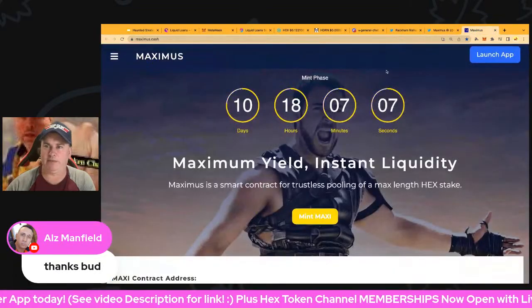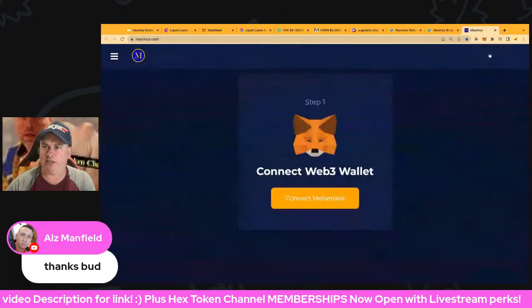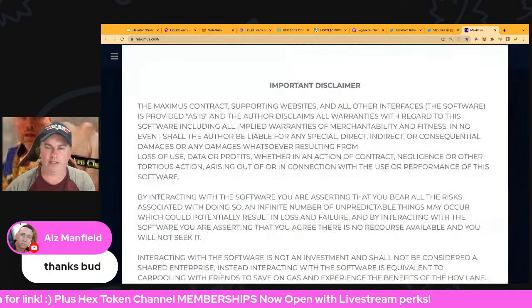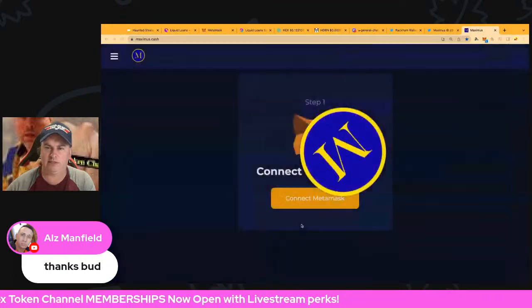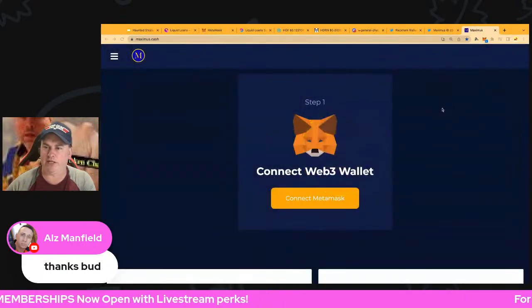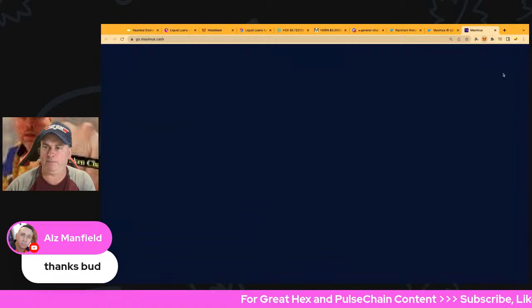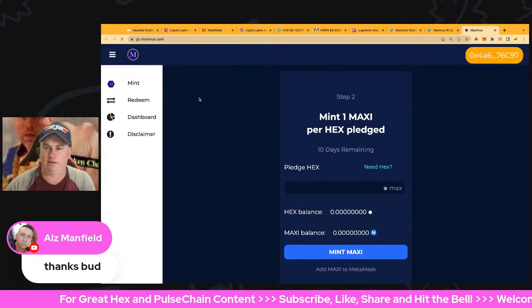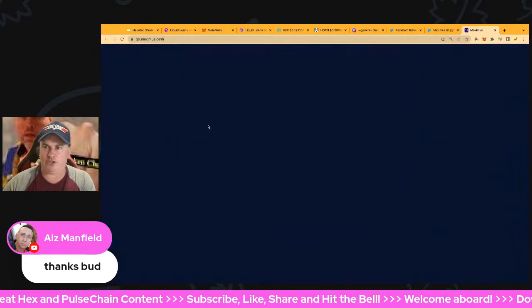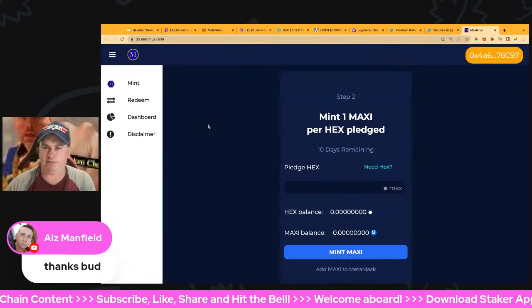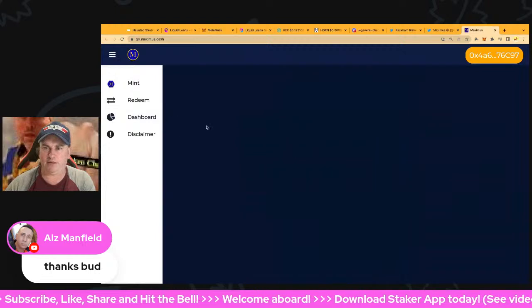And of course, let's check out the Maximus here. I'm going to have to click the launch pad there, connect the wallet, and go through all this. And then I'm going to have to switch over from Pulsechain testnet to the Ethereum network. So let's do that. All right. Then we'll pull this up. All right.